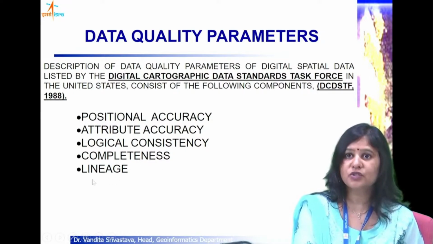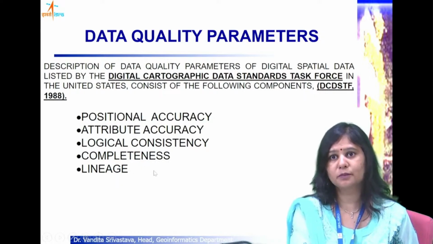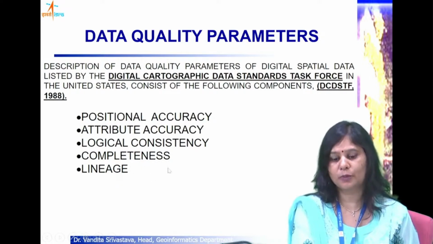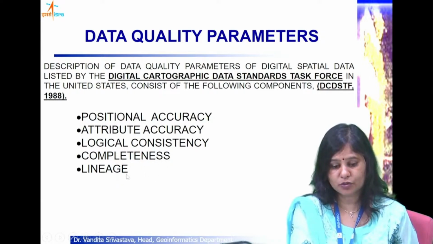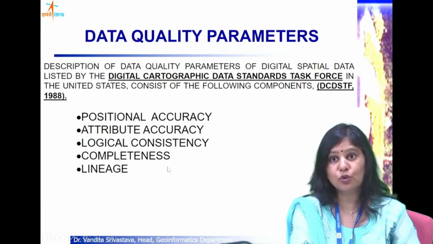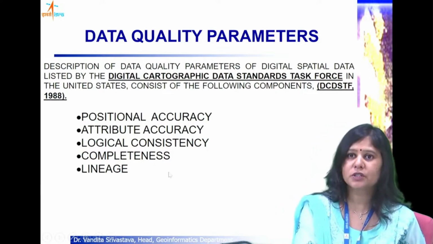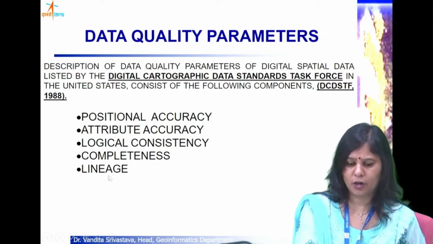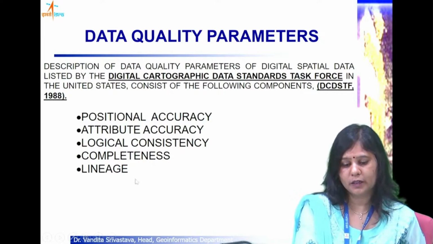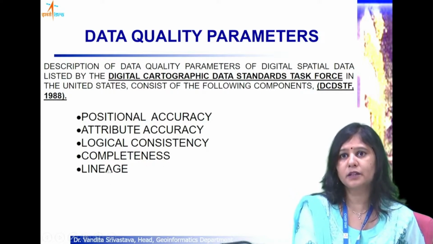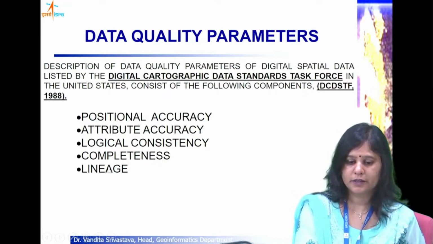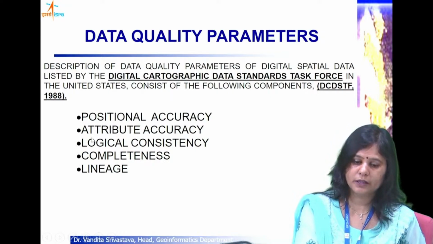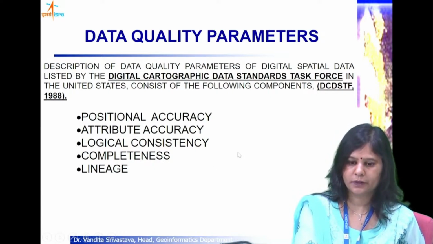And the lineage, the history: who has operated this map, what was the density of observations of the source map, what were the map projections used. All those figures are to be recorded and placed in the metadata, that is the data about data, in these data quality parameters.